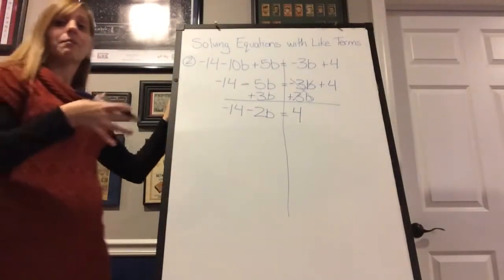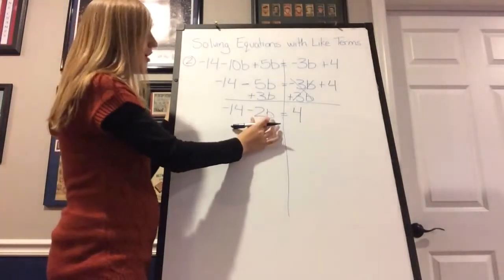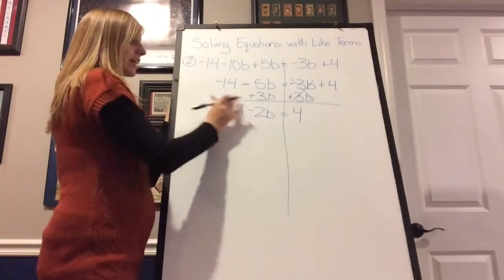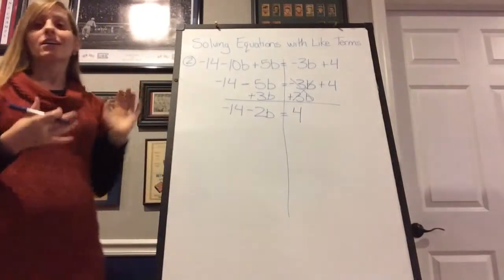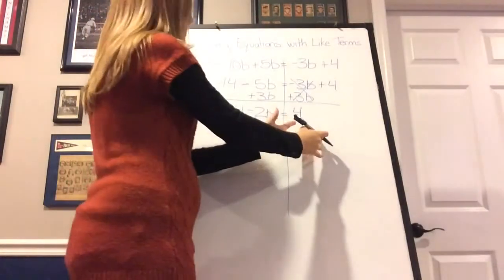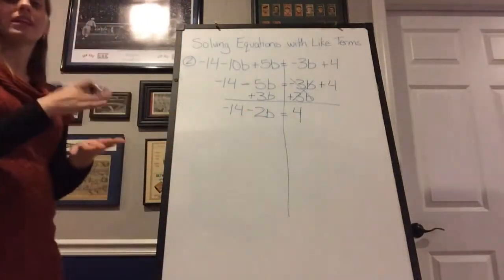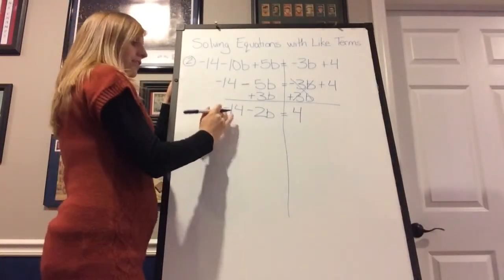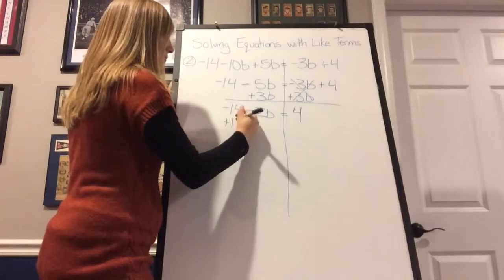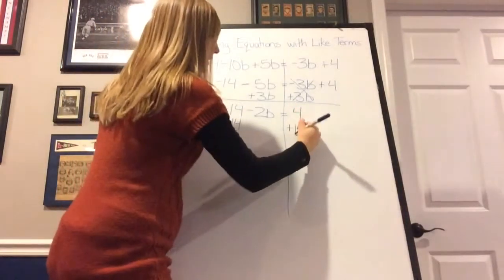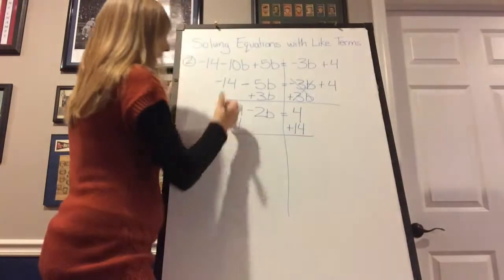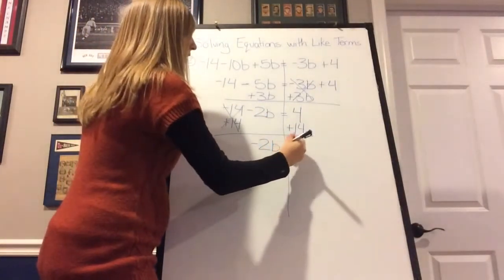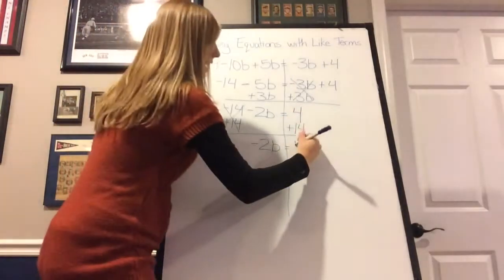At this point, I have to get my numbers together, okay? My b's are all on the left side. My numbers need to be over on the right, so this negative 14 needs to move. Again, because we're canceling it and moving it over to the right-hand side, you have to do the opposite. Going to the opposite side means opposite operation. So instead of negative 14, we're going to do positive 14 or plus 14. They cancel. Negative 2b just comes down. And 4 plus 14 is 18.